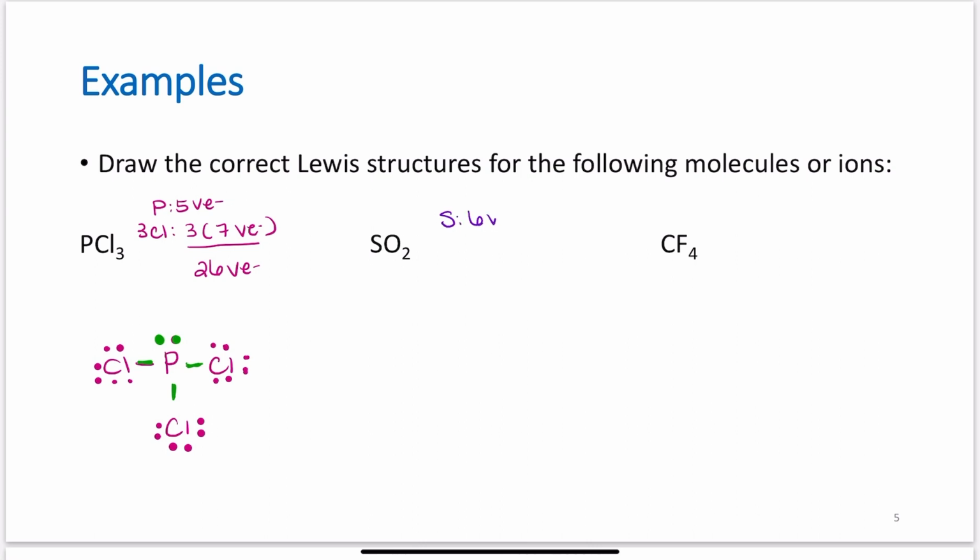Sulfur, 6 valence electrons, 2 oxygens, 6 valence electrons each. 6 times 2 is 12, plus 6 is 18. I have 18 valence electrons in SO2. Sulfur is the least electronegative, so I'm going to put it in the center, and I'm going to give oxygen the outer atoms here. I've connected each oxygen with a single line. Again, that single line represents 2 electrons for each line. So that's used up 4 electrons. I'm going to give those outer atoms their octet.